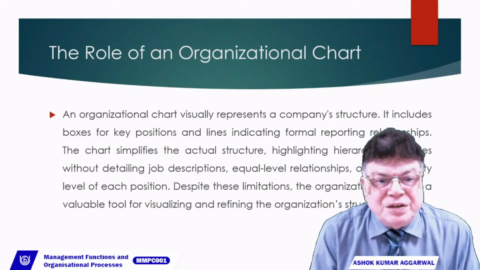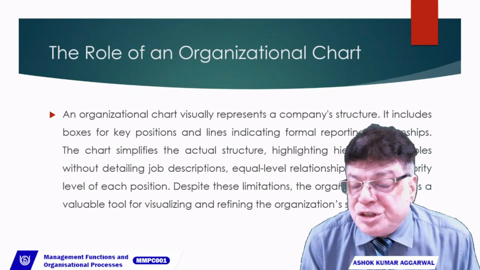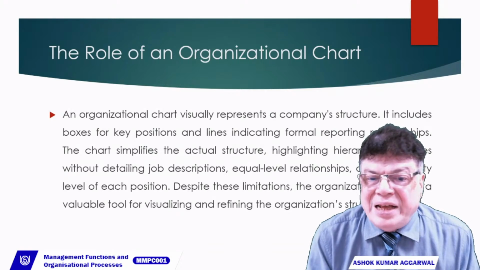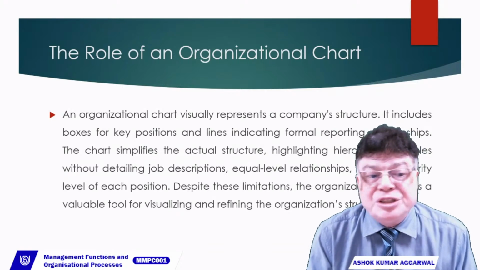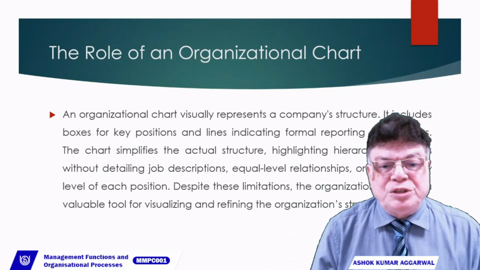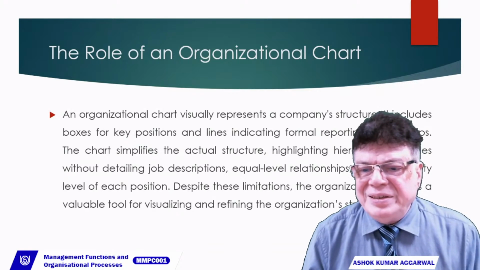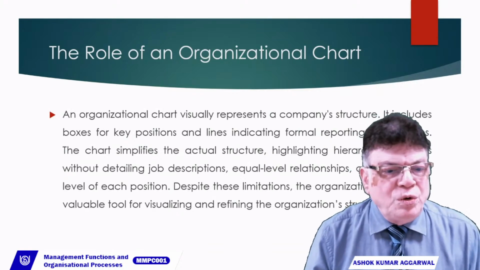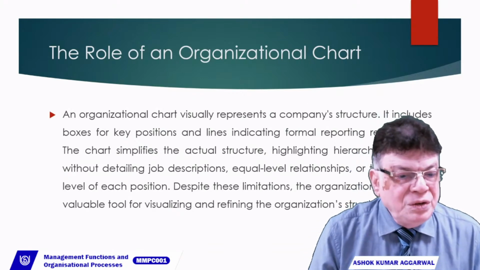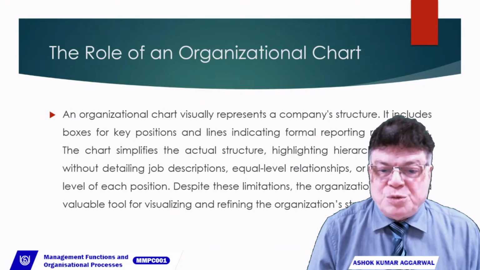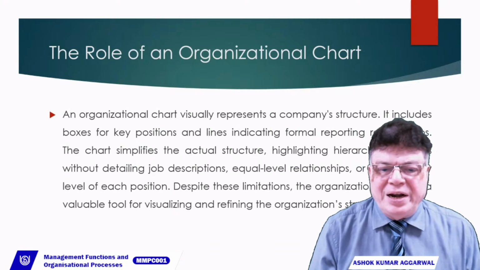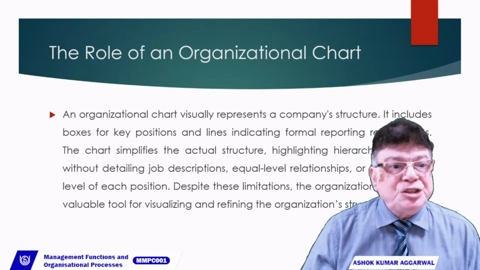An organizational chart visually represents a company structure. It includes boxes for key positions and lines indicating formal reporting relationships. The chart simplifies the actual structure, highlighting hierarchy and roles without detailing job descriptions, equal level relationships, or the authority level of each position. Despite these limitations, the organizational chart is a valuable tool for visualizing and refining the organizational structure.